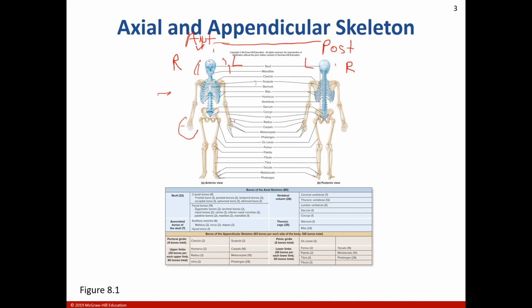So you could see the skull, the ribs, the sternum, the sacrum and coccyx, the complete spinal column, all the way down to the sacrum and coccyx, the rib cage, sternum, cranial, facial bones, and mandible. They're all part of the axial skeleton. So very important that you know those bones and where they are.